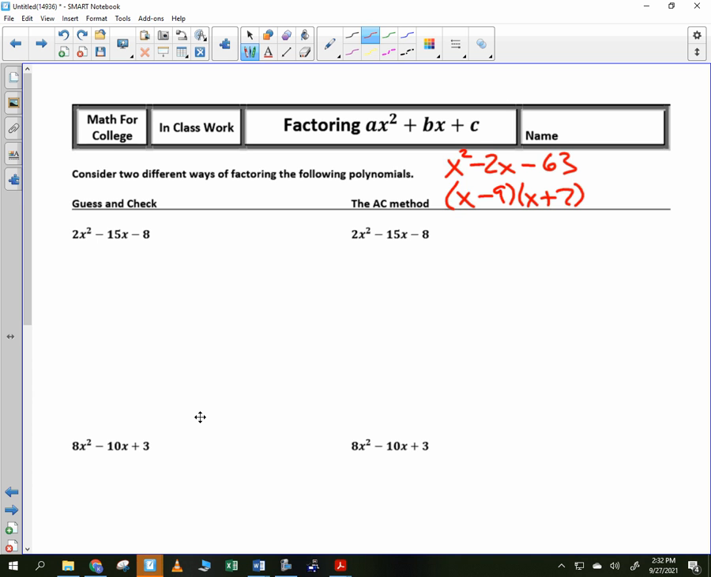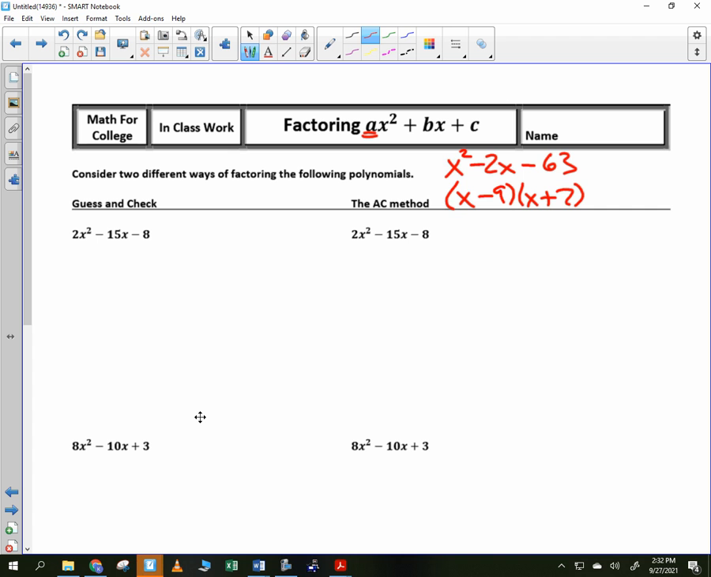When you're factoring something with a coefficient in front, this a value, it doesn't work that way. You can't simply find two numbers that multiply to 8 that add to negative 15. Anytime you see a number in front, you always start with, is there a common factor? Is there a common factor among 2x squared, negative 15x, and negative 8? There is not. And so we're left to either a guess and check method or an AC method. I'll show you both. Guess and check method.